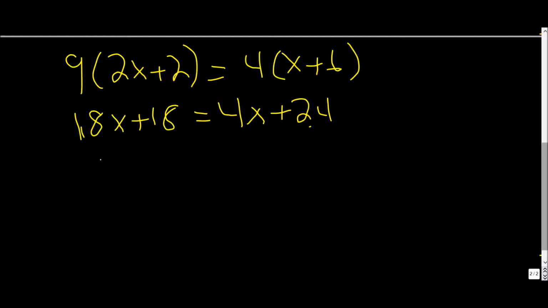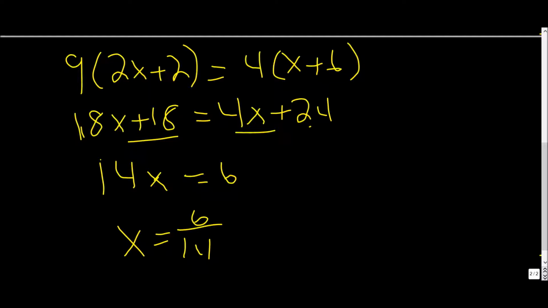I want to try to isolate my x's, and so I'm going to move my 4x over. I'm going to get 18x. Excuse me, that was wrong. It's going to be 14x. If you caught that, good for you. And then I'm going to move my 18 over. It's going to be minus 18. So I'm going to get 6 on the other side. So I'm going to get x to equal 6 over 14. Or really, x is going to equal, I can divide each of those by 2, 3/7.